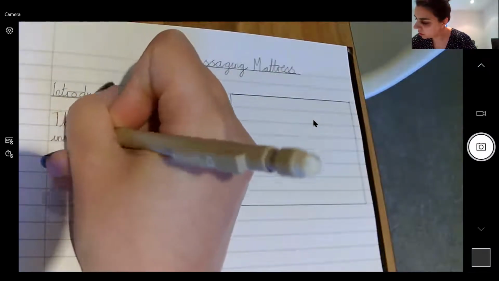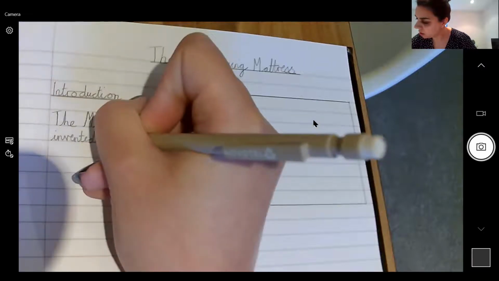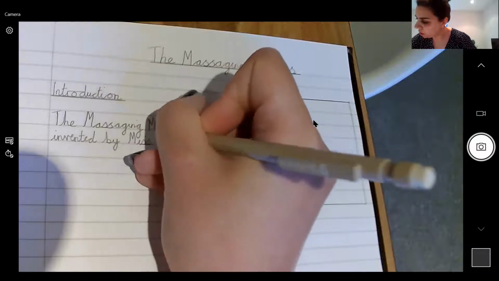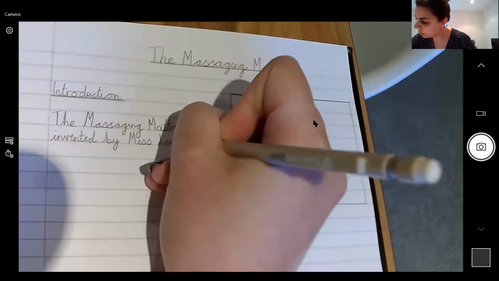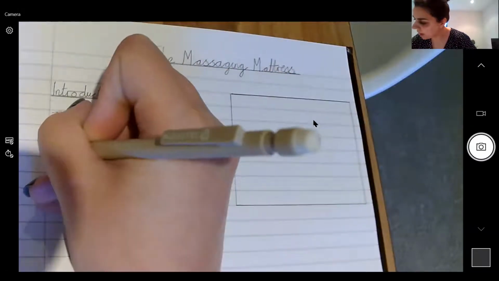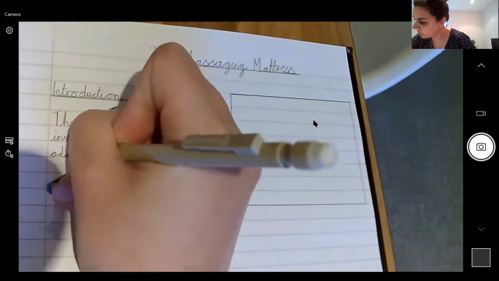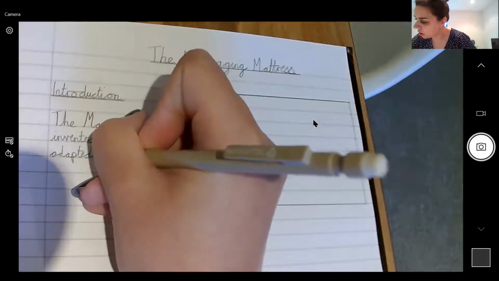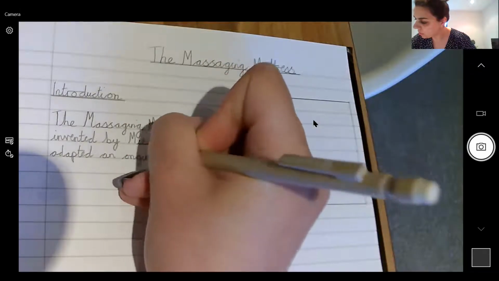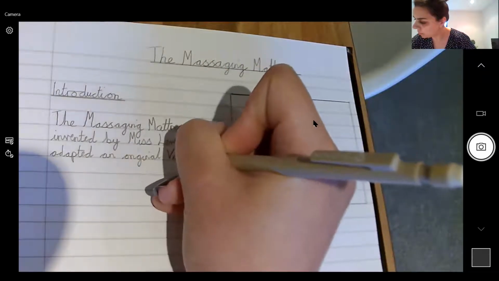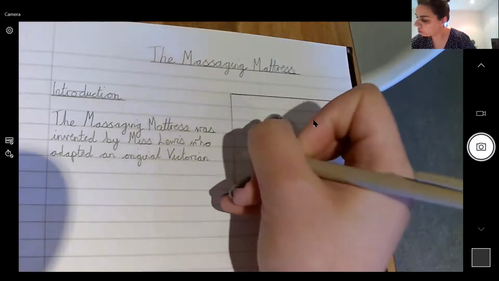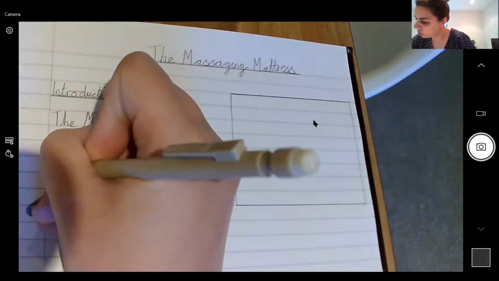invented by Miss Lewis, who adapted, so I changed, an original Victorian, that needs a capital V, it's the name of an era, Victorian invention.